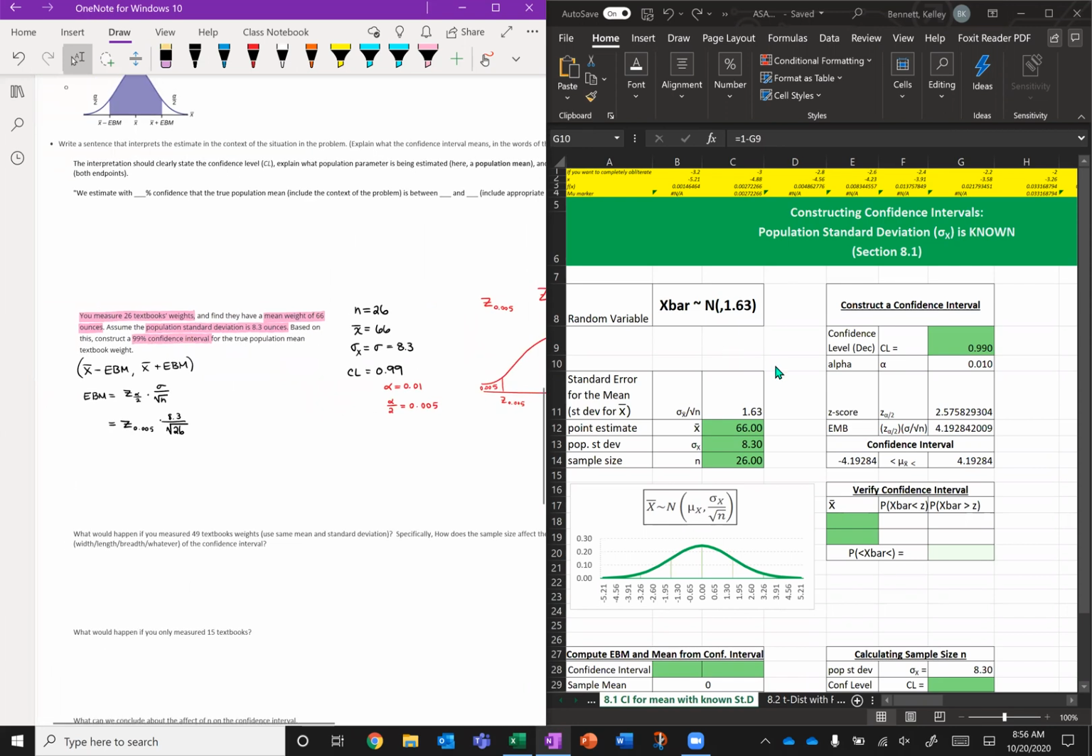Then, because the standard error was already computed when we put in our population standard deviation and our sample size, the error bound for the mean just takes the z sub alpha over 2 and multiplies it by the 1.63. And so it crunches out 4.1928. And then from there, you'll get your confidence interval. So what we're saying is that we're 95% confident that the actual mean is contained between these two numbers. And again, that's kind of the colloquial way we talk about it.